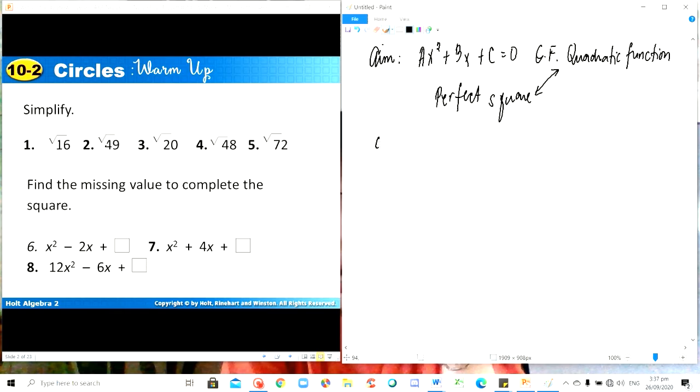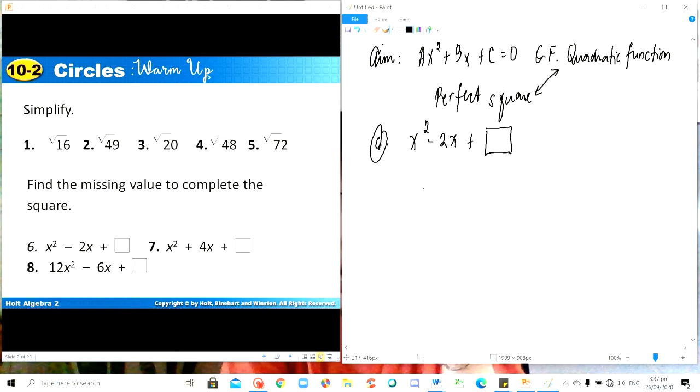So to do that, let's try number 6. x squared minus 2x plus blank. What must be added to x squared minus 2x plus blank so that we will have a perfect square?